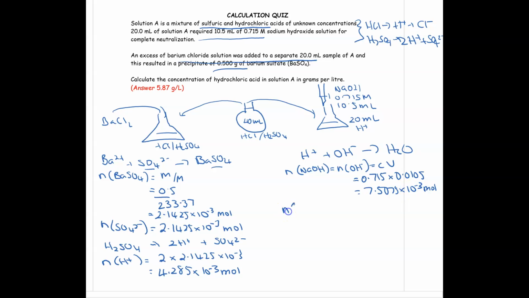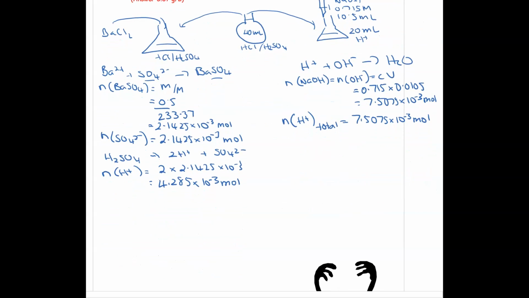Now this will give us the number of moles of hydrogen ions. So this is the total from both hydrochloric and sulfuric. So it's 7.5075 by 10 to the negative 3 moles. Now what we're going to do is we're going to use those totals plus the number of moles of hydrogen ions that came from sulfuric to find the number of moles of hydrogen ions from hydrochloric.